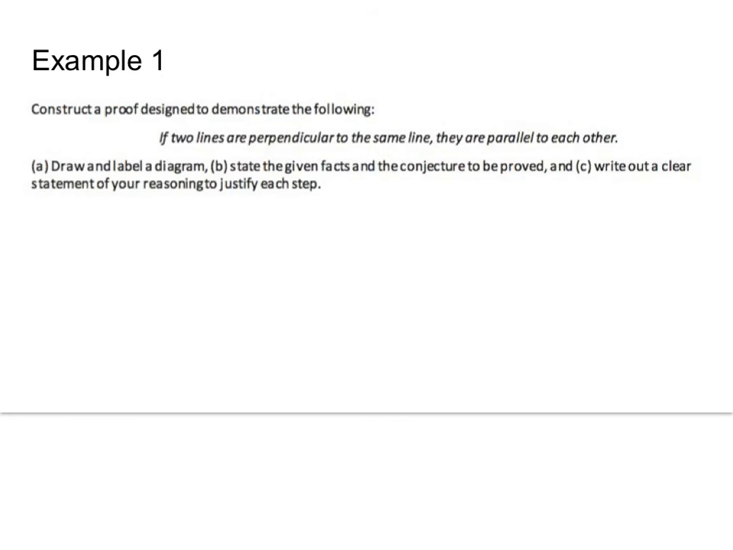Cool. All right, example 1. Construct a proof designed to demonstrate the following. If two lines are perpendicular to the same line, they are parallel to each other. Okay, so I have here, if two lines are perpendicular to the same line, they are parallel to each other. Draw and label a diagram, state the given facts and the conjecture to be proved, and then write out a clear statement of your reasonings to justify each step.